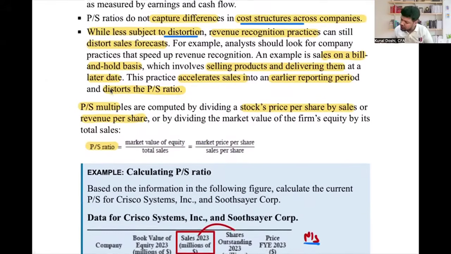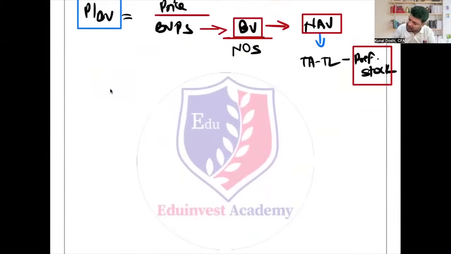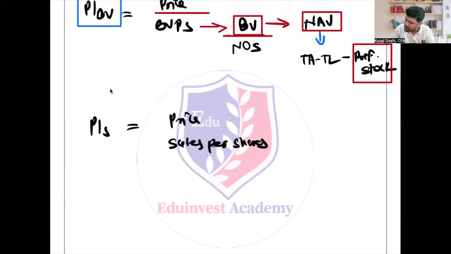In the price to sales ratio, we are going to take sales per share. Very easy. There's no rocket science here. For the price to sales ratio, PS, we simply take price over sales per share. Very easy, hardly asked because there's no difficulty in this. Remember, whenever you compare price to book value, price to sales, or price to earnings, you compare with the peers. And if your target company's ratio is lower, it is considered undervalued.